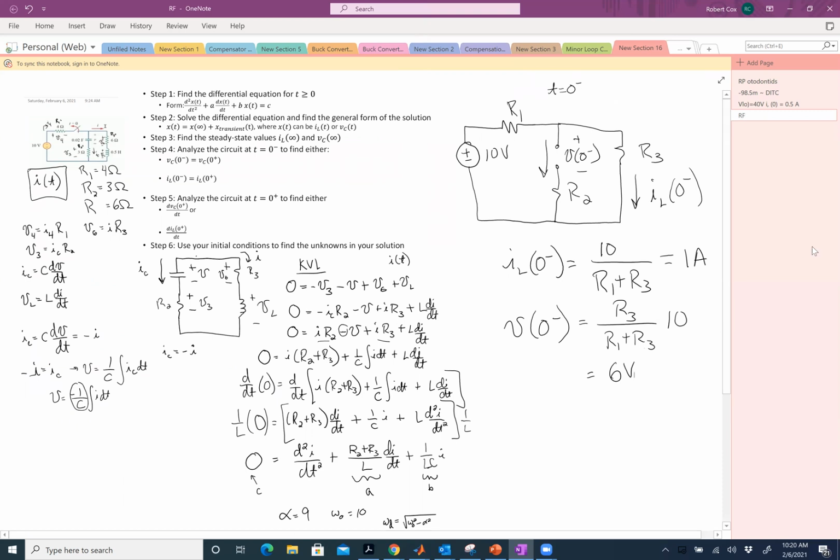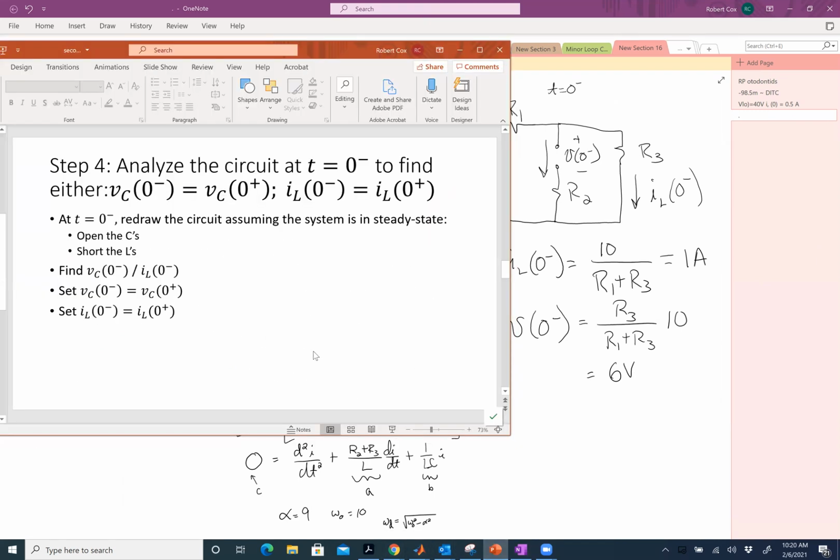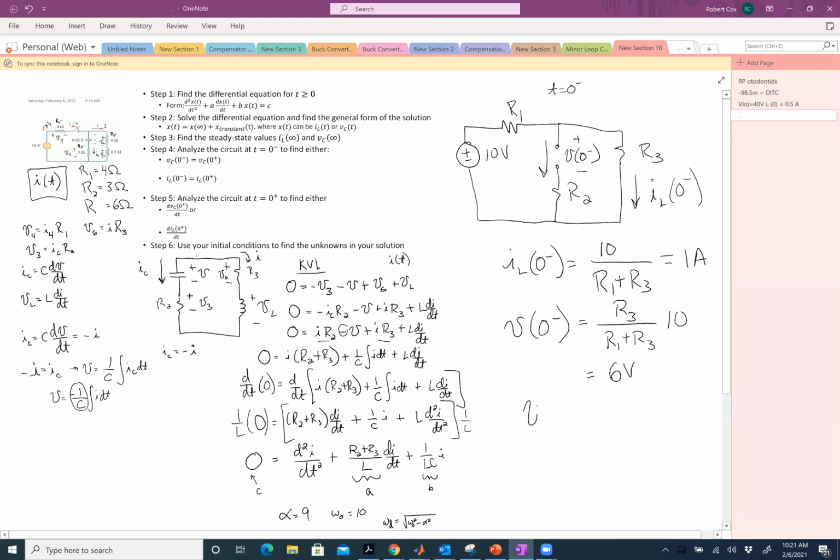All right, so now I'm almost done with step 4. The last part of step 4, if I look at the more detailed values here, we said that the capacitor voltage and the inductor current always have to be continuous. So right before the switch moves and right after the switch moves, they're equal to each other. So that means that V0 plus is 6 volts and IL of 0 plus is 1 amp.